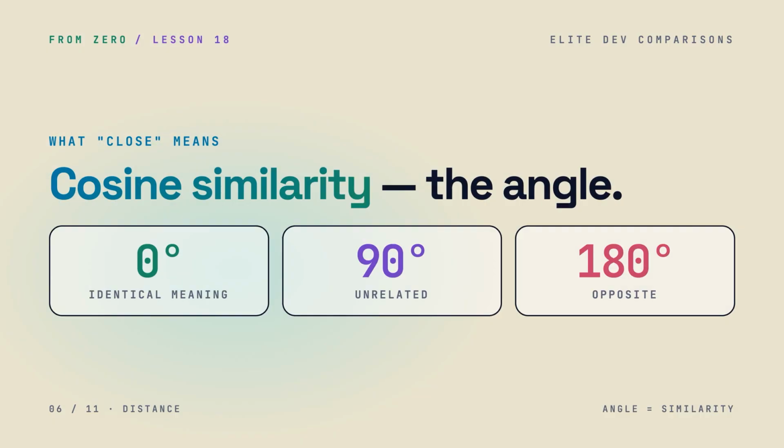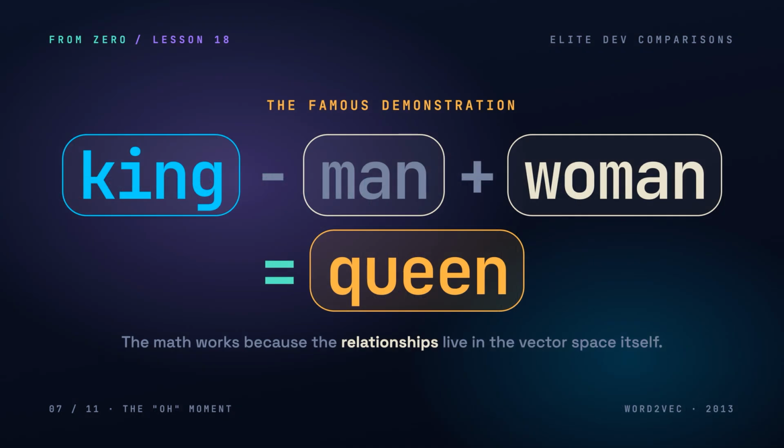What does close mean? The model computes the angle between two vectors, cosine similarity. 0 degrees, identical meaning. 90 degrees, unrelated. 180, opposite. The famous demonstration, king minus man plus woman equals queen. The math works because the relationships live in the vector space itself.